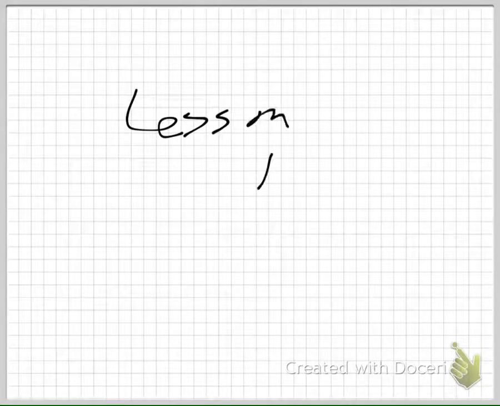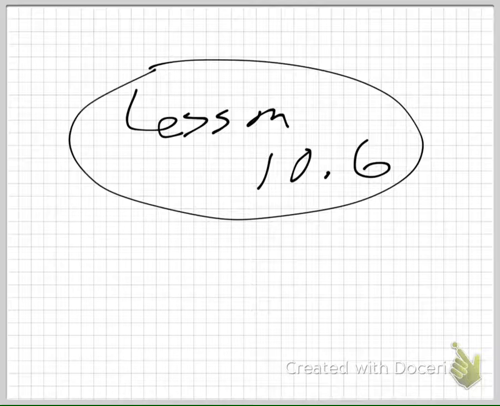This is Pre-Algebra lesson 10.6, the surface area of pyramids, cones, and spheres. Here's the deal. You need to understand, look at the top box on page 552. Look at that box on the top of page 552.